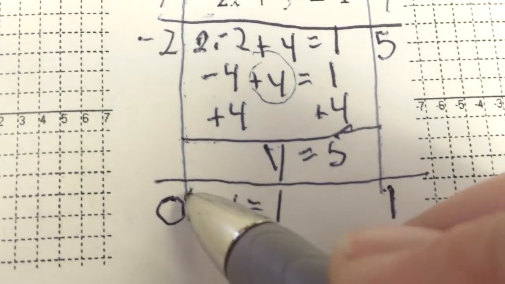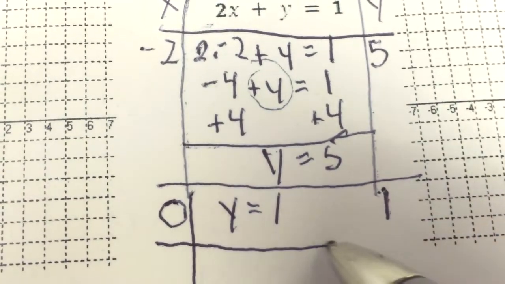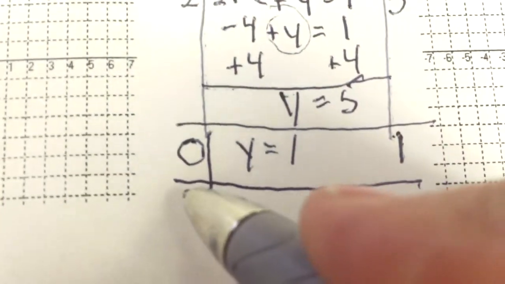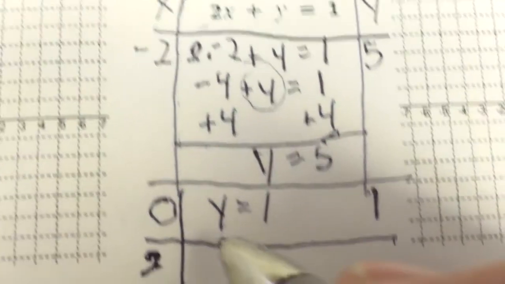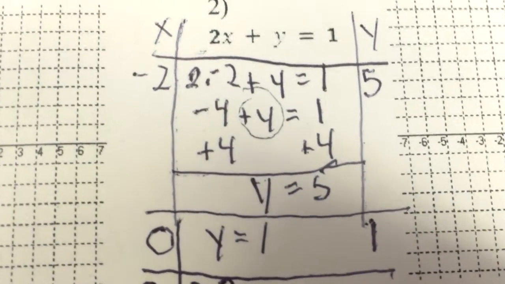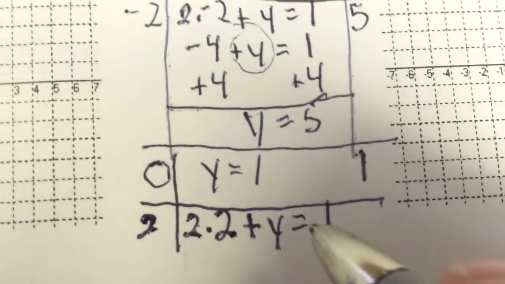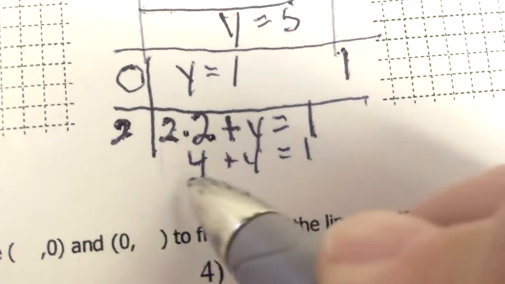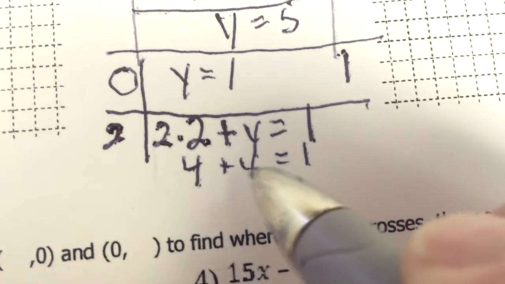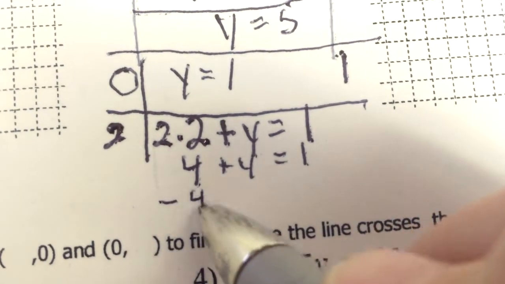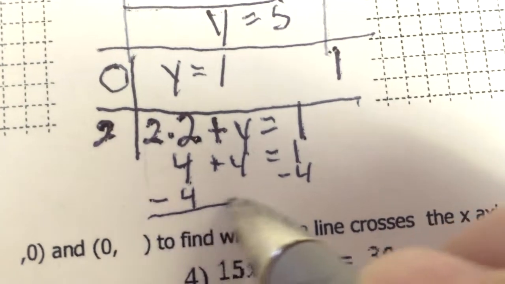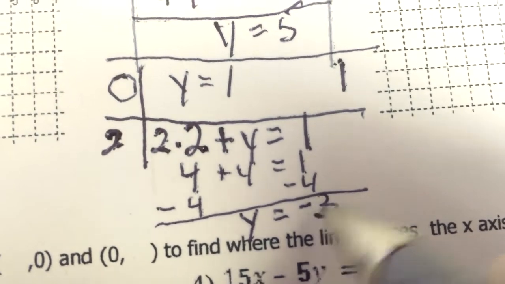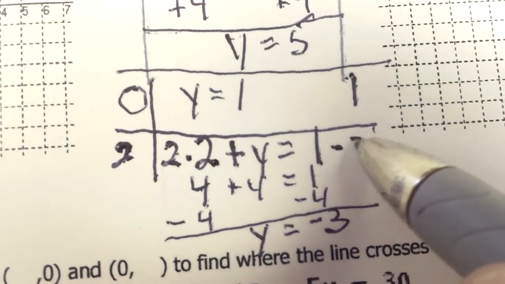And then we're going to make x +2. So then our equation would be 2 times 2 plus y equals 1. 2 times 2 is 4. 4 plus y equals 1. I need to get y alone, so I'm going to subtract 4 from both sides. And y is going to equal 1 positive and 4 negatives is 3 negatives. So when x is 2, y is negative 3.